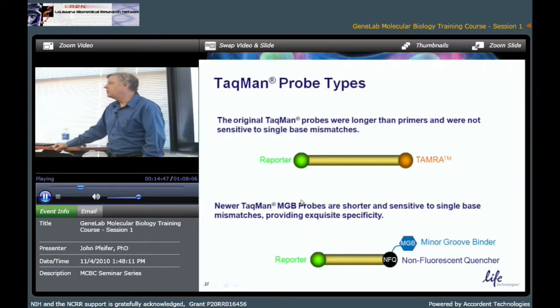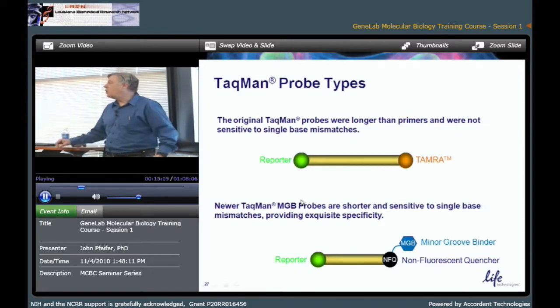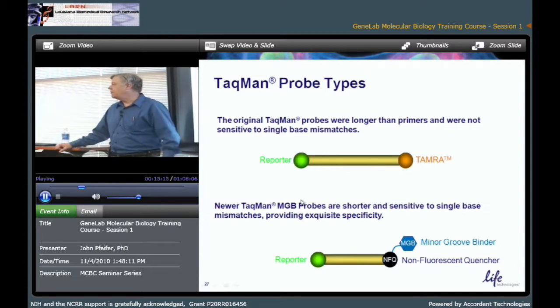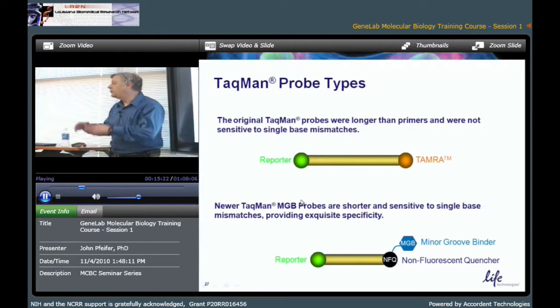Now, it may be interesting to note that we offer two different types of TaqMan probes with different specificities. Originally, TaqMan probes had a TAMRA dye on the 3' end. Now, we still make them, but the fact that the quencher is TAMRA is not really the key issue here. The fact is these probes were longer than primers, which meant that a single base mismatch in the probe binding site had very little impact on whether the probe would get cleaved or not. The probe would probably still get cleaved, as a matter of fact. Maybe even 2 mismatches, the probe would probably still get cleaved. Now, 3 mismatches, probably not.